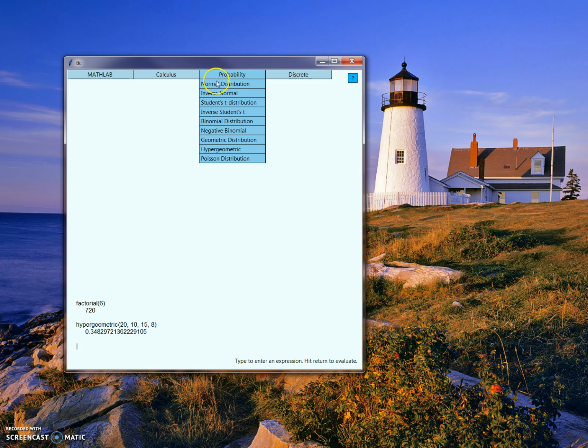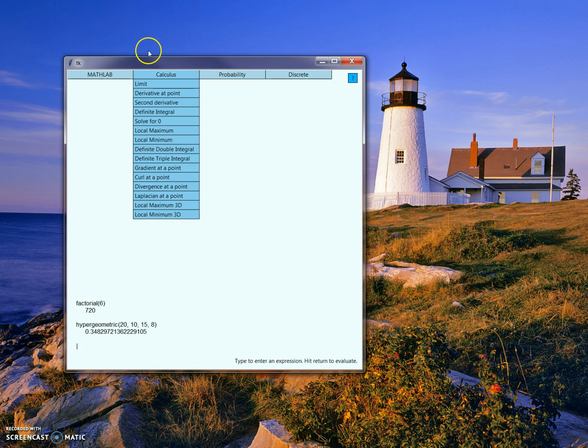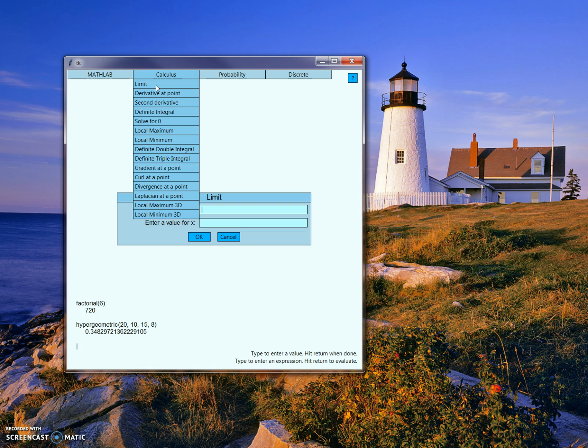Now we can move on to other distributions. For example, we have continuous distributions here, the normal distribution and the student's t distribution, in addition to the discrete distributions that we have here: the binomial, negative binomial, geometric, hypergeometric, and the Poisson distribution. And we can look at MATLAB's calculator mode here under calculus.